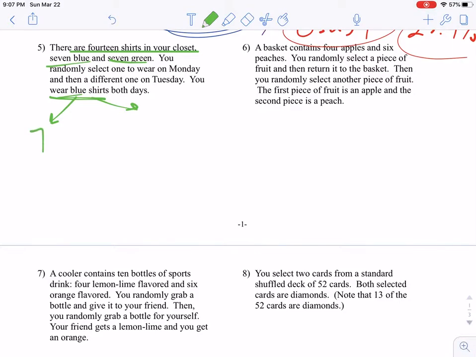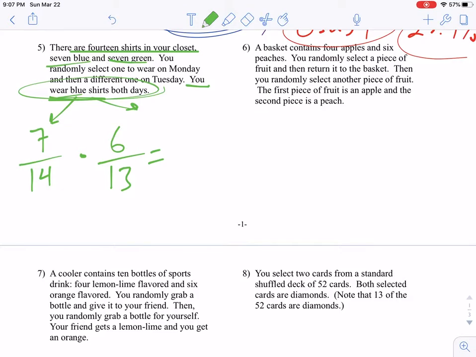Well, how many blue shirts were there to start? 7. For the first day, for Monday morning, you got 7 blue shirts out of 14. Okay, but we're pretending that you get a blue shirt on both days. So how many blue shirts are left for the second day? Well, you took one away, so there's only 6. There's only 13 shirts left in the drawer because you took one away on the first day.